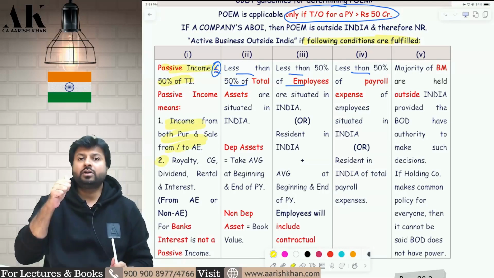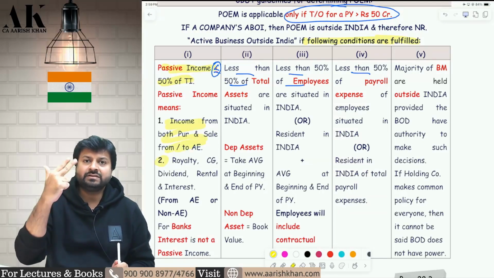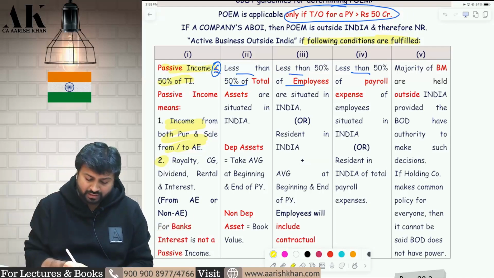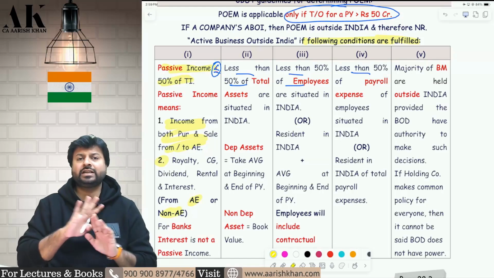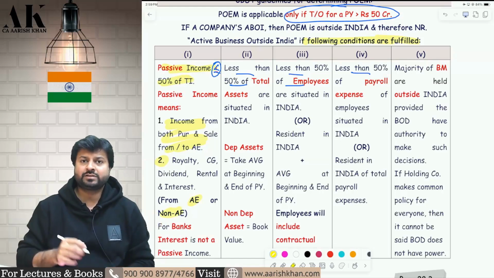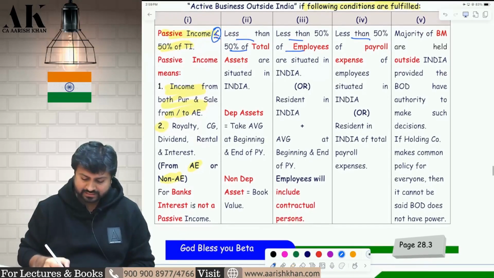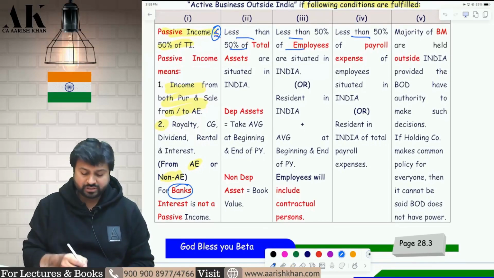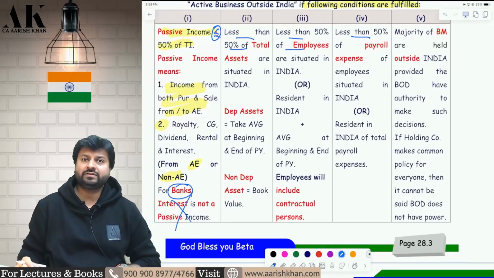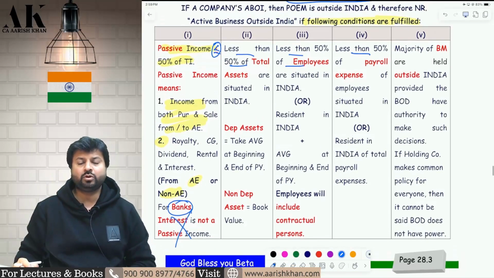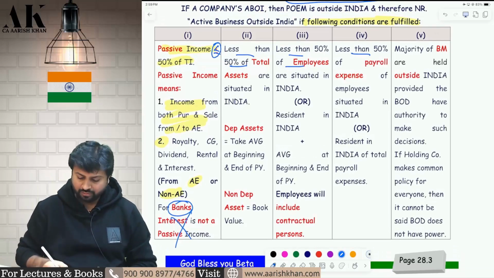Point number 2. Royalty is passive, capital gain is passive, dividend is passive, rental is passive, interest is passive. Even though you earn from associated or non-associated, it doesn't matter. These 5 incomes are always passive. But in this also there is an exception. For banks and financial institutions, interest will not be considered to be passive income. It will be called as an active income. I hope it is clear to all of you.